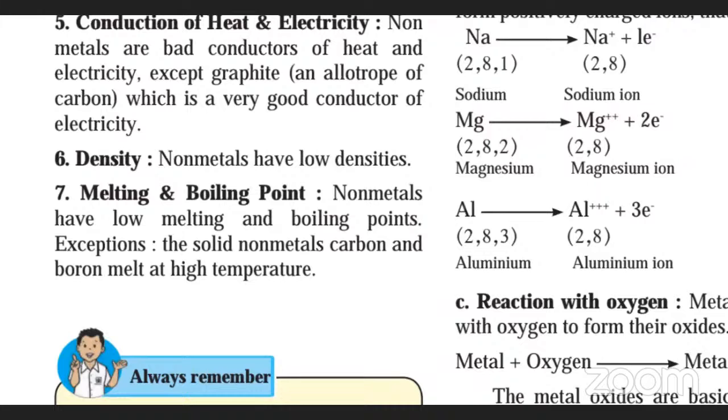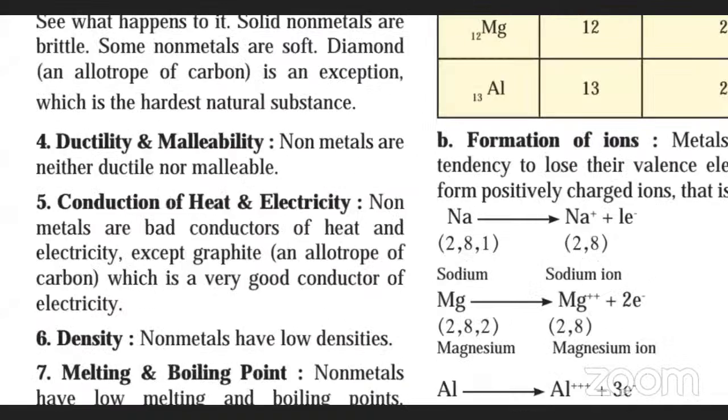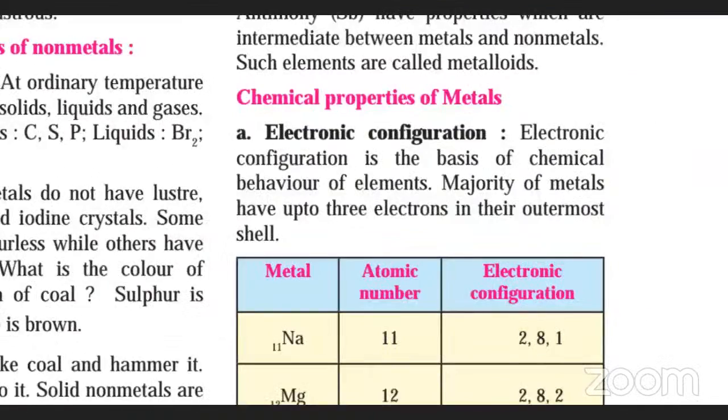Then talking about density, they have low density. Then melting and boiling point. Compared to metals that we have studied, metals have melting and boiling points of nearly 1000 degrees Celsius. But when we talk about non-metals, the melting point and boiling point of these non-metals is less as compared to metals.